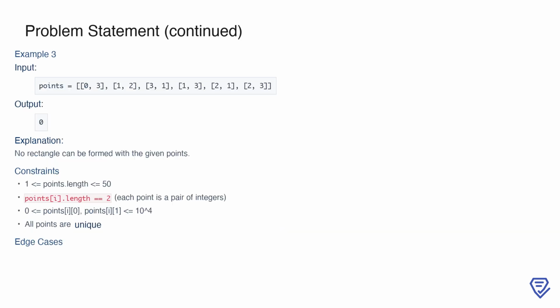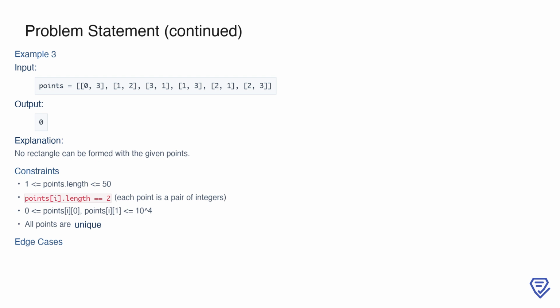In another example, if the points are (0,3), (1,2), (3,1), (1,3), (2,1), (2,3), the output is 0. This is because no rectangle can be formed with these points. The key takeaway here is that if it is not possible to identify 4 points that form a rectangle, the result must be 0. Now, let's consider the constraints of the problem.